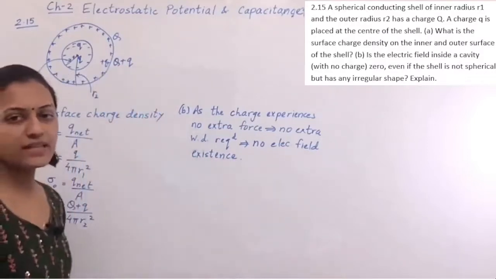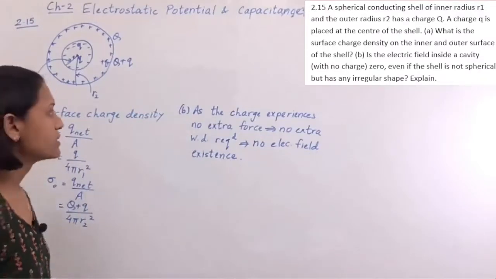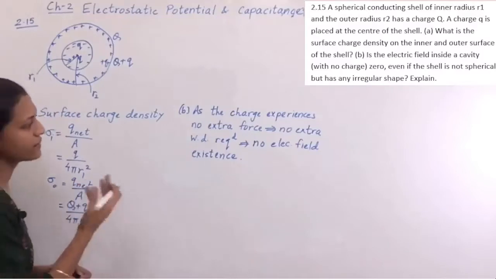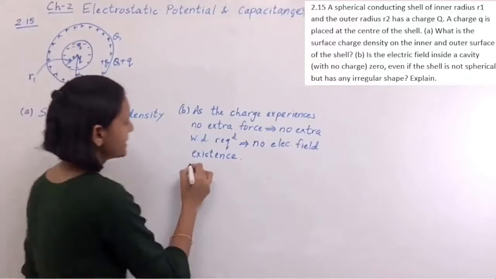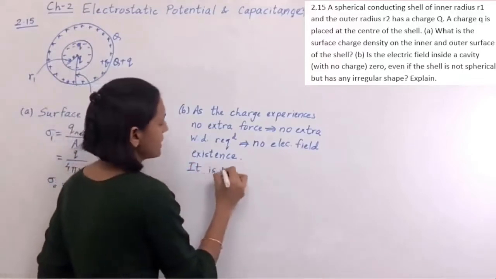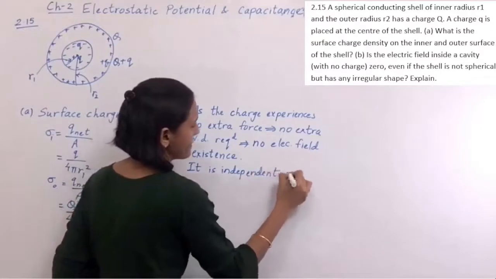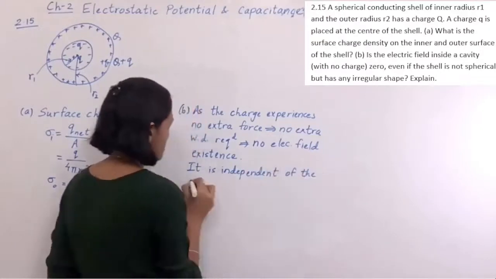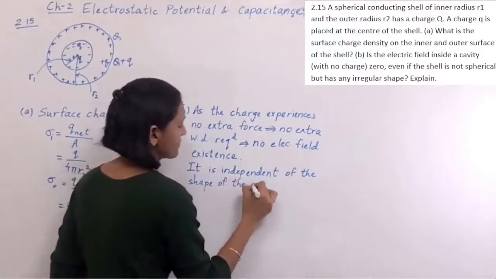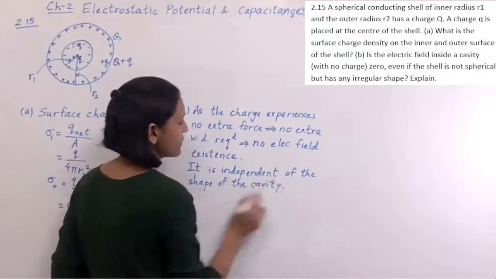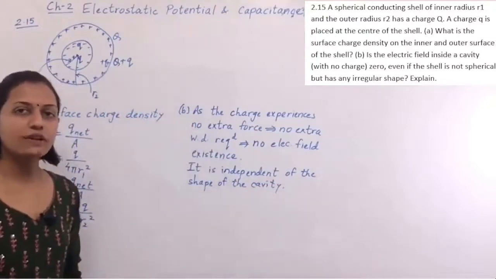Further it has been asked if the shell is not spherical but has any irregular shape. So this does not depend upon the shape of this cavity. It is independent of the shape of the cavity. So irrespective of the shape of the cavity, the electric field inside will always be zero.